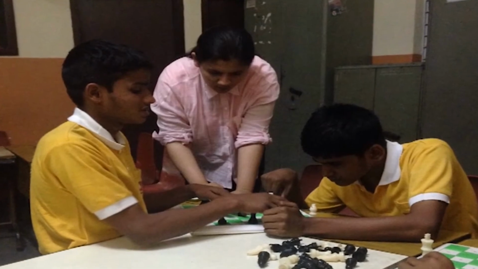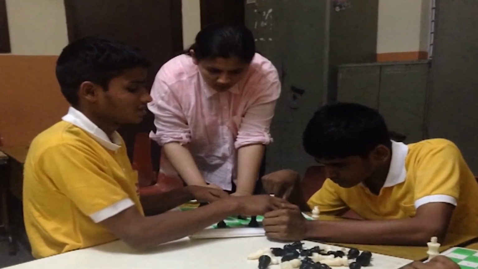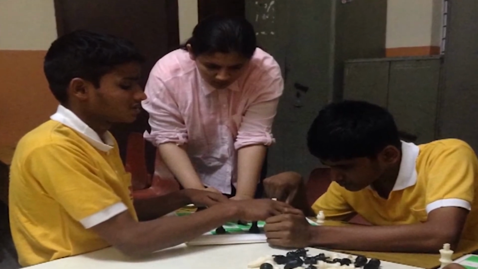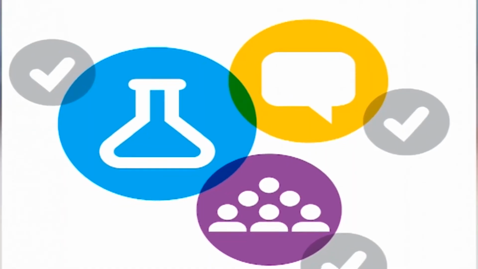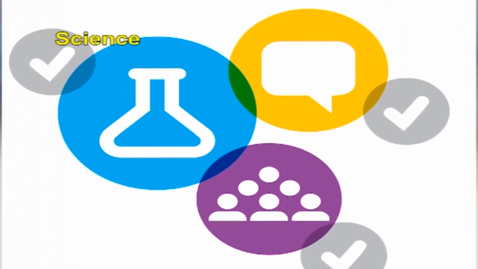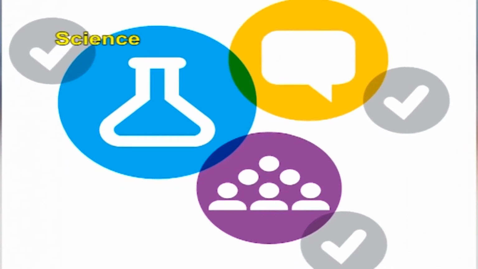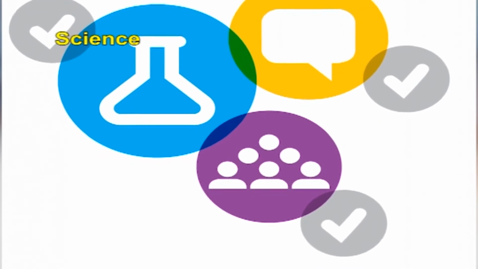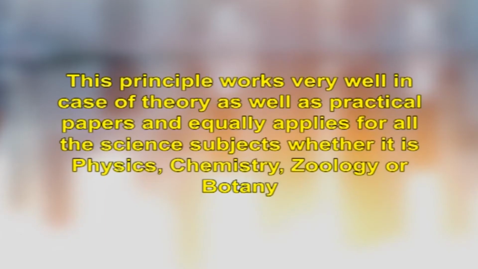A little bit of adaptation of methods and materials makes it a subject of interest and mastery for visually impaired children, from younger ones to grown-ups. Likewise, in case of evaluation of learning in science, certain modifications as well as adaptations are required in the modes of questioning and modes of answering. This principle works very well in case of theory as well as practical papers and equally applies for all the science subjects, whether it is physics, chemistry, zoology or botany.